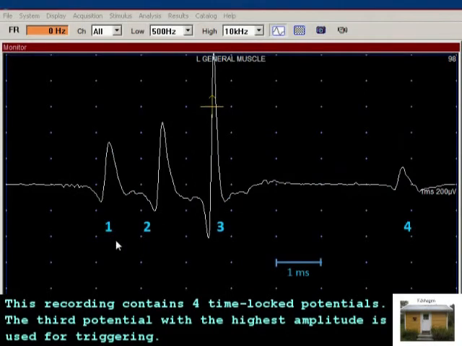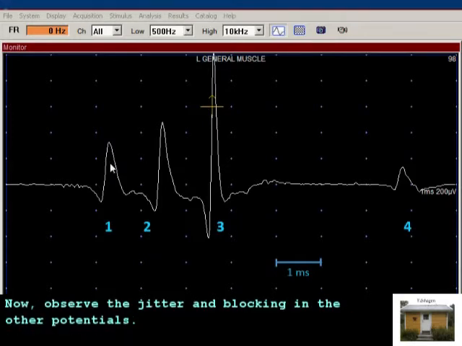This recording contains 4 time-blocked potentials. The third potential, with the highest amplitude, is used for triggering. Now observe the jitter and blocking in the other potentials.